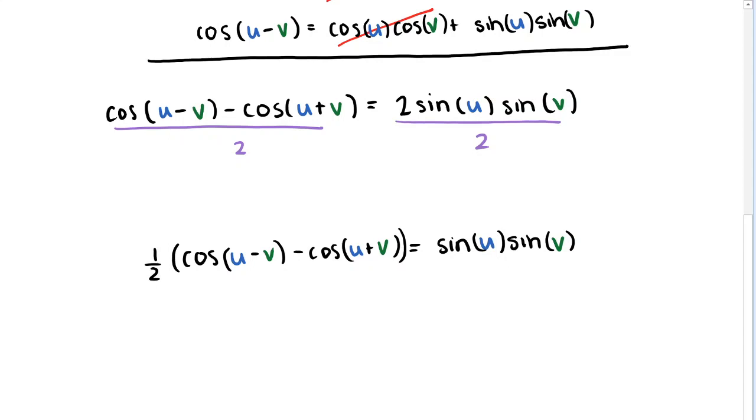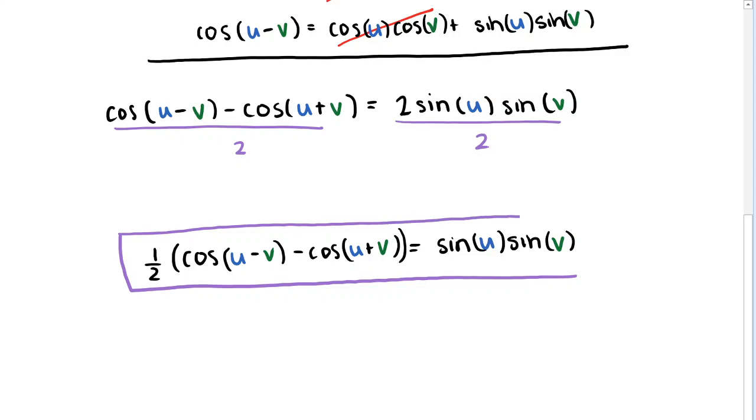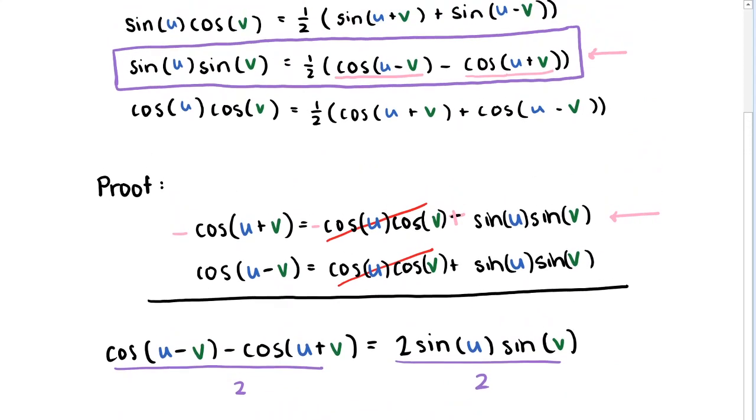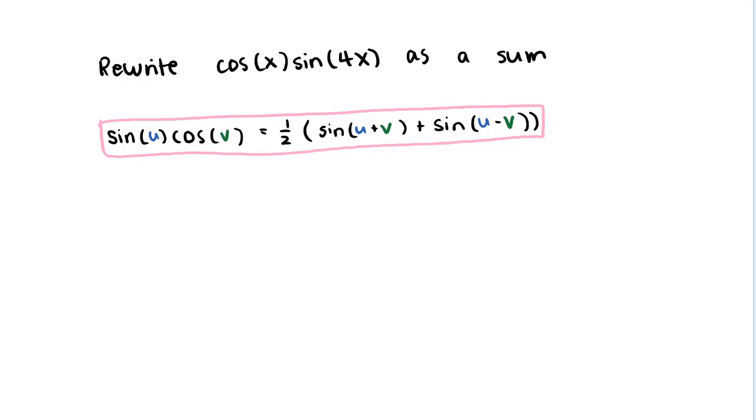So here we've shown that sine of u times sine of v is the same as 1/2 cosine of u minus v, take away cosine of u plus v. And that's exactly the identity we wanted to show. So let's get some practice using these identities.